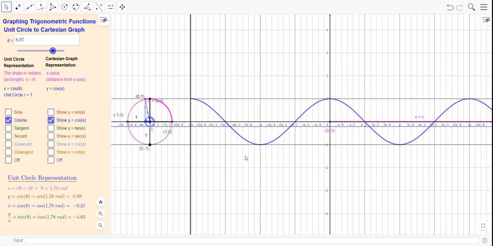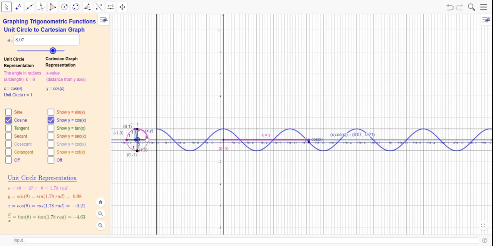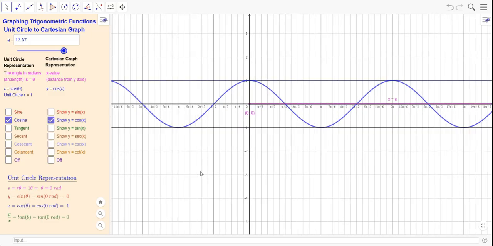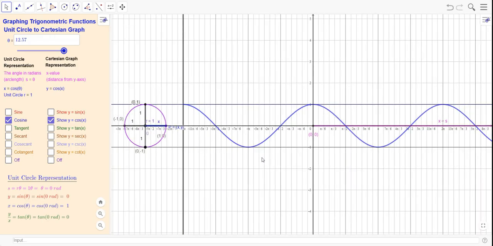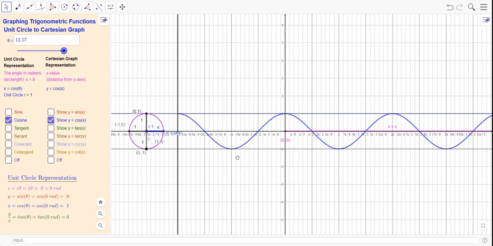And once again, it has period 2 pi, which makes sense because as this thing goes around the circle one time, as we go around the circle from 0 to pi, we trace out one cycle, and then we go around the circle again, we trace out the same thing again, and again, and again, and again, as it goes further and further out. So there is the cosine graph. So sine and cosine are wave graphs.